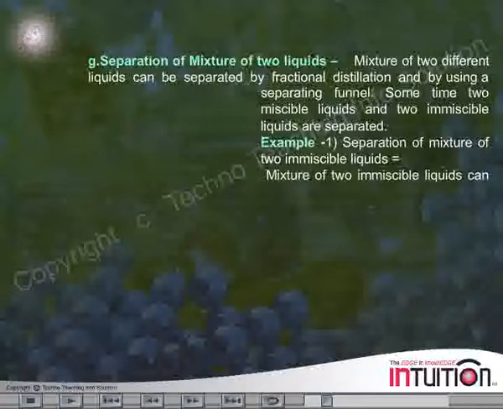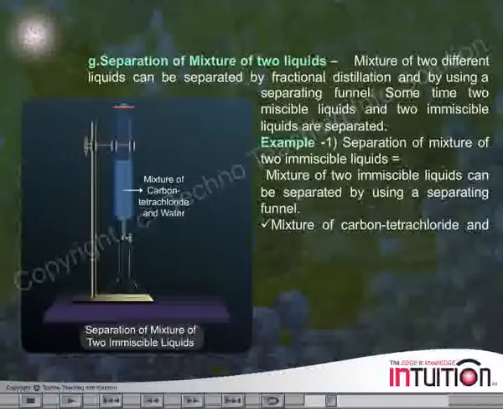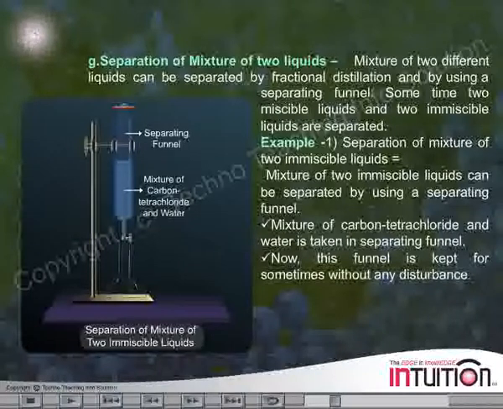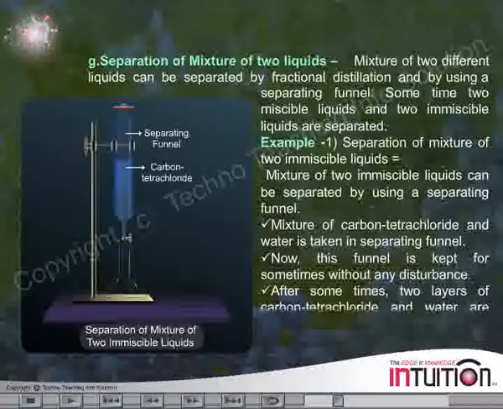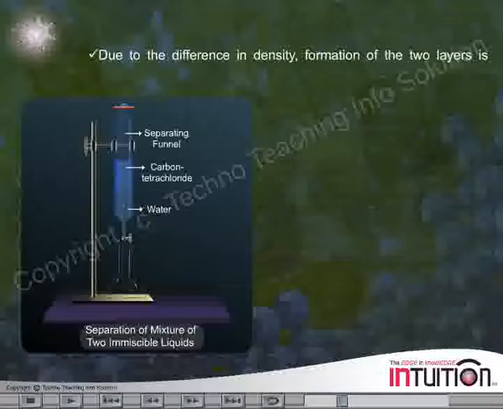Mixture of two immiscible liquids can be separated by using a separating funnel. Mixture of carbon tetrachloride and water is taken in a separating funnel. Now this funnel is kept for some time without any disturbance. After some time, two separate layers of carbon tetrachloride and water are observed. Due to the difference in density, formation of the two layers is observed.